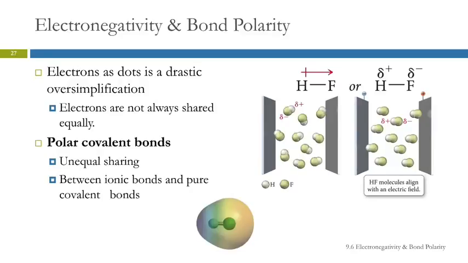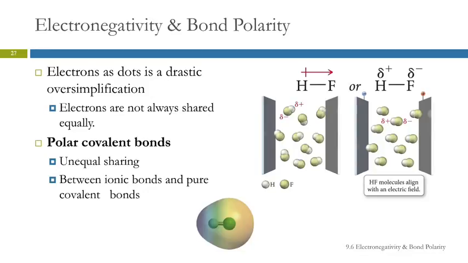Electronegativity and bond polarity. So showing the electrons as dots between two atoms is a drastic oversimplification, but a very useful one. The electrons are not always shared equally. In fact, they're often not shared equally.